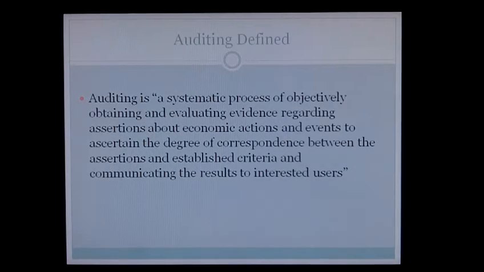Auditing defined. Auditing is a systematic process of objectively obtaining and evaluating evidence regarding assertions about economic actions and events to a certain degree of correspondence between the assertions and established criteria, and communicating the results to interested users.